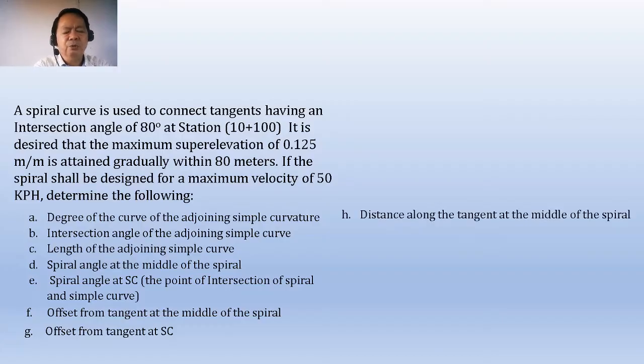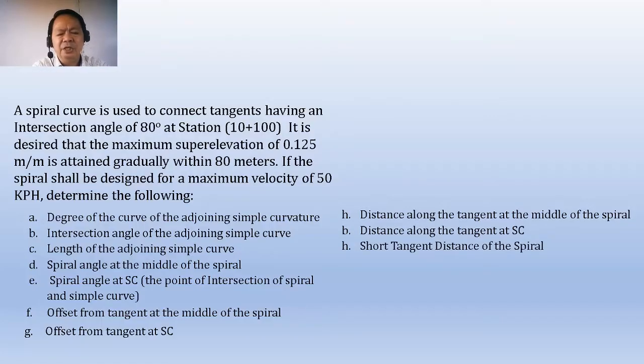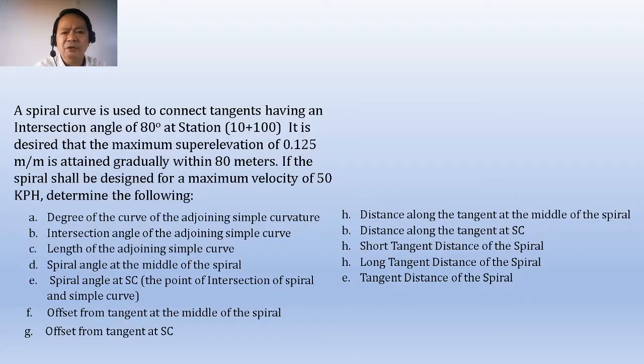We are also required to determine the distance along the tangent at the middle of the spiral, then the distance along the tangent at SC, and then the short tangent distance of the spiral, the long tangent distance of the spiral, and the tangent distance of the spiral. As a matter of fact, sa problem na ito guys ay parang ipinapahanap na sa atin ang lahat halos ng elements ng spiral transition curve.